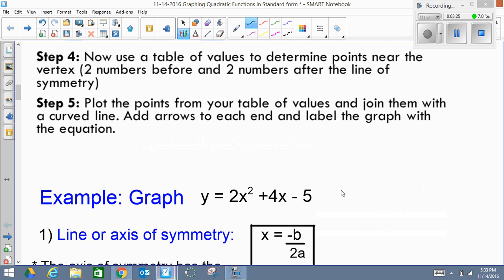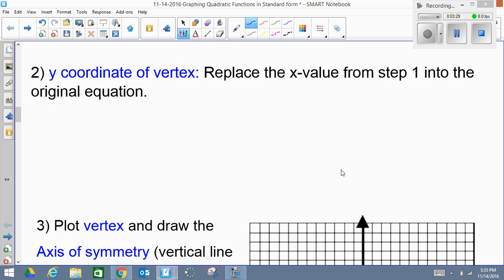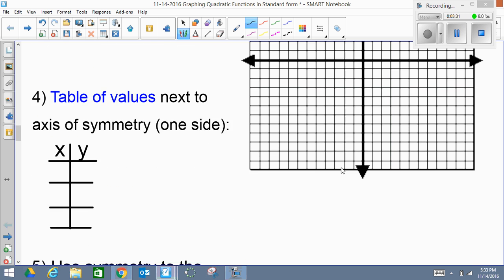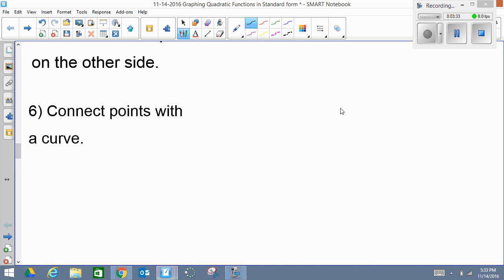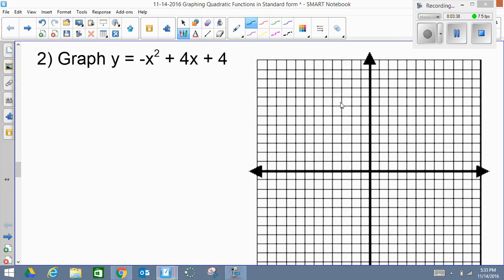Okay, let's get moving. Let me get to an example. Let me get to another example. I don't need all this, so we get more basic. There we go. So we're going to graph this one right now. My first step is to find the line of symmetry, the axis of symmetry. My formula is x equals negative b over 2a.